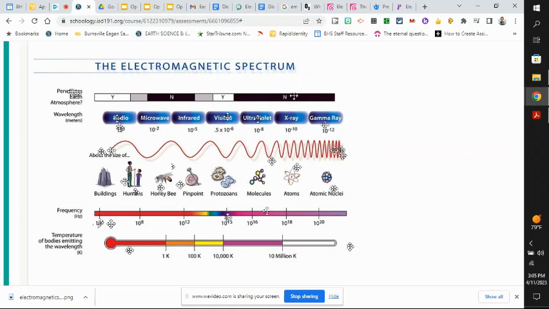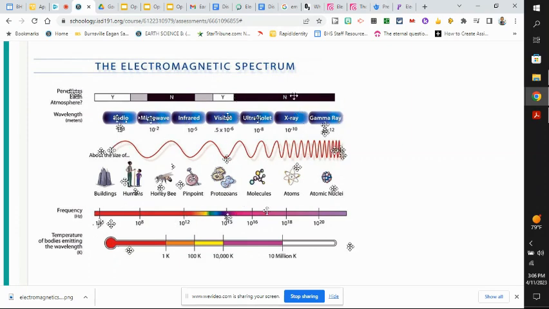What's the only light we can see? That would be visible light. Which brings us to the next topic. How fast do these things go? What goes faster, radio waves or gamma rays? Well, it's a trick question. This is all light. Light travels the speed of light, 300,000 kilometers per second in a vacuum. So every one of these travels the same speed.